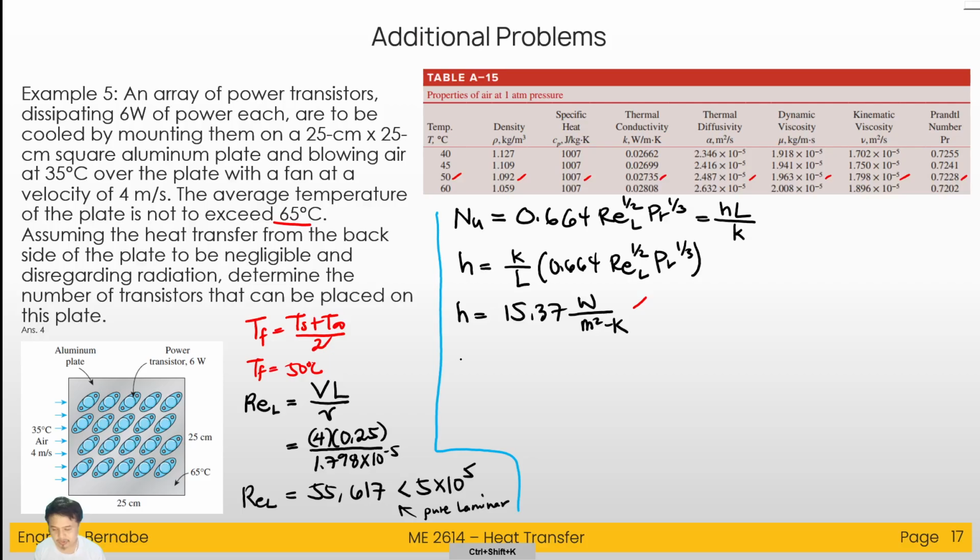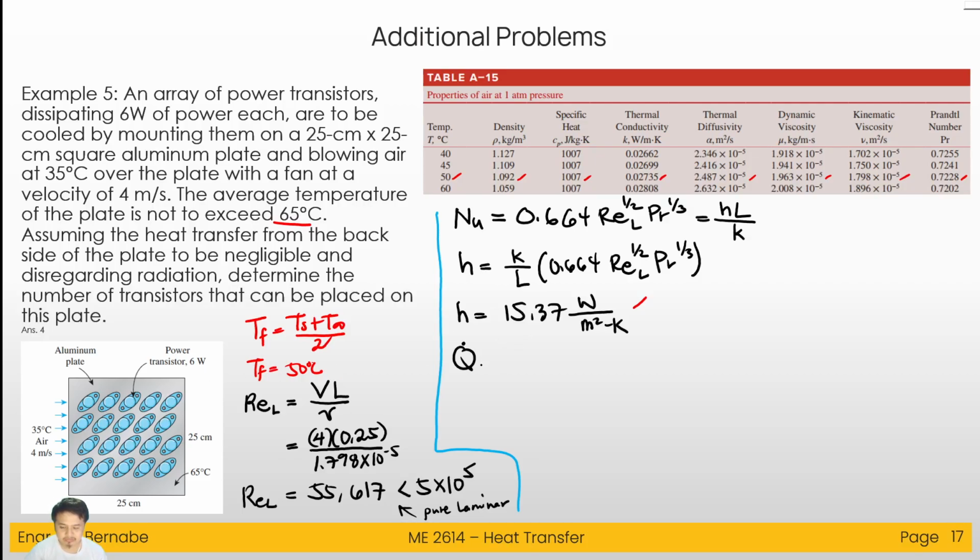So finding h, we can now find the Q. We just want to find the total capacity in convective heat transfer. What is the maximum heat convection transfer that can be received by this plate? Then we can divide this total by the power of the transistor to find the number of transistors.